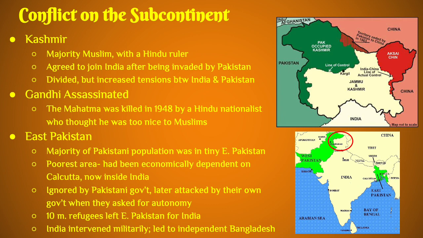And the first trigger area was this region called Kashmir in the far north of India. It was a majority Muslim region, but it had a Hindu ruler. So it's multi-ethnic, and it had been so for hundreds of years. And initially, it was sort of undecided whether it wanted to join Pakistan or remain with India. And it agreed to stay with India after Pakistan just invaded Kashmir and tried to grab it all for themselves.